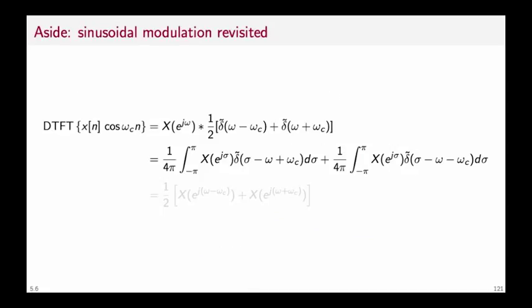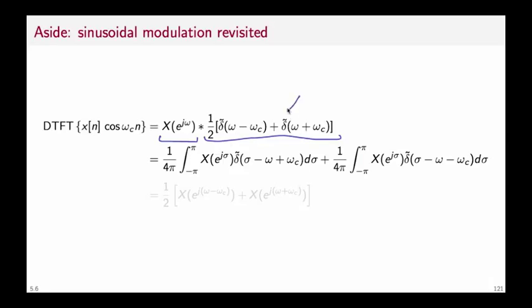As an interesting aside, let's look back at the sinusoidal modulation result with the help of the modulation theorem we just studied. So the DTFT of a sequence x of n multiplied by cosine of omega c n turns out to be the convolution of the DTFT of x with the DTFT of the cosine of omega c n, which is 1/2 [delta of (omega minus omega c) plus delta of (omega plus omega c)].